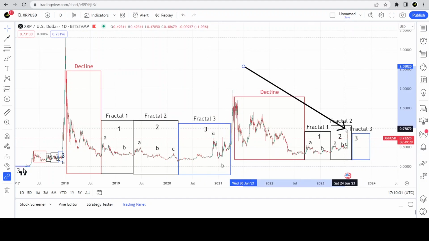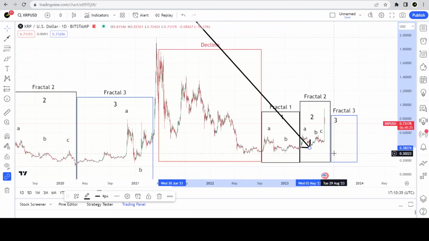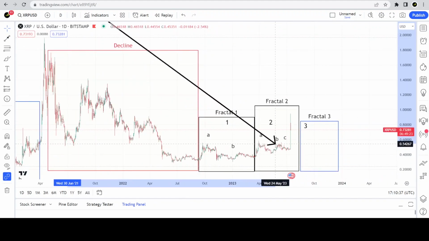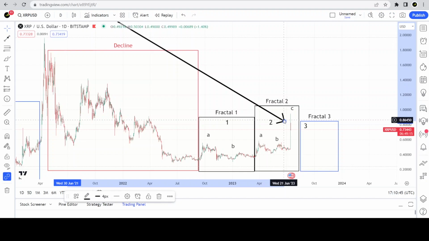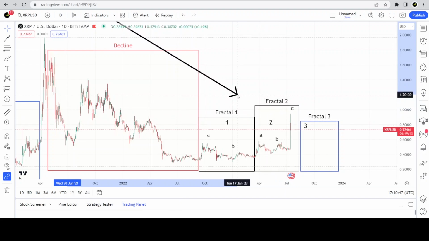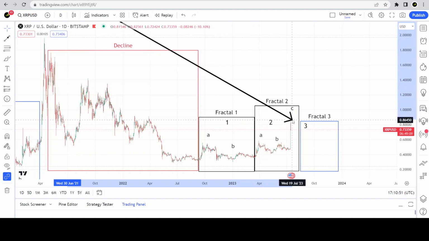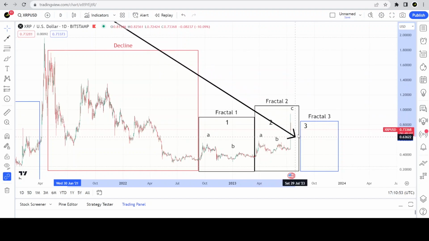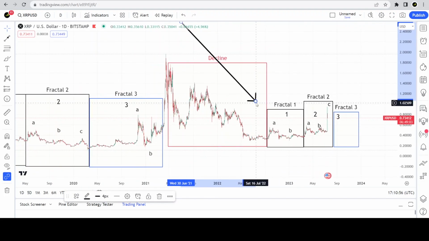So as you can see, we are currently in fractal 2. We have completed wave A. Let's zoom in here. We have completed wave B, and this, as weird as it looks, is actually wave C. Now, what does wave C do? Is wave C going to just do a small little correction and then move back up? Well, let's look at the decline that takes place on wave C.